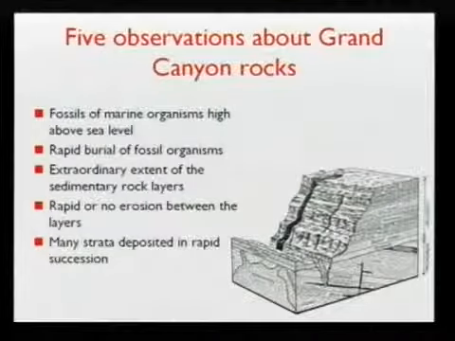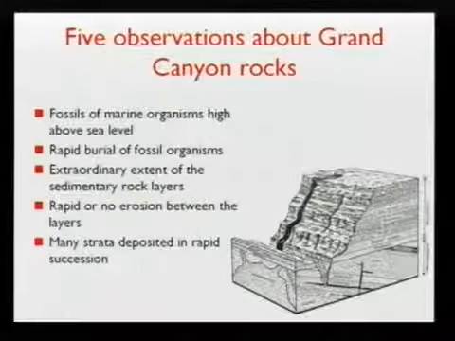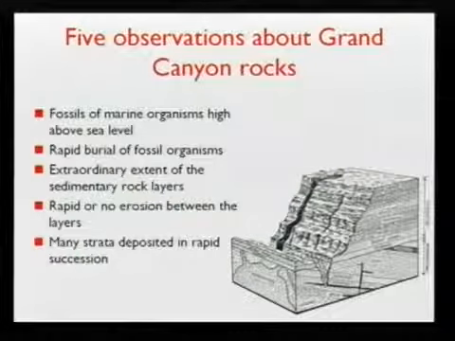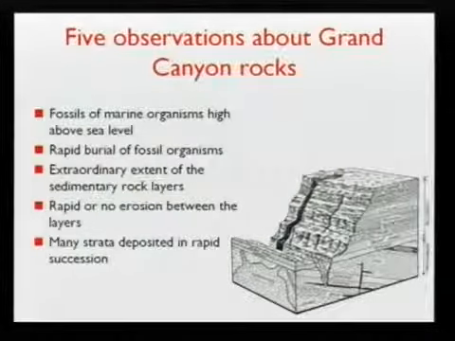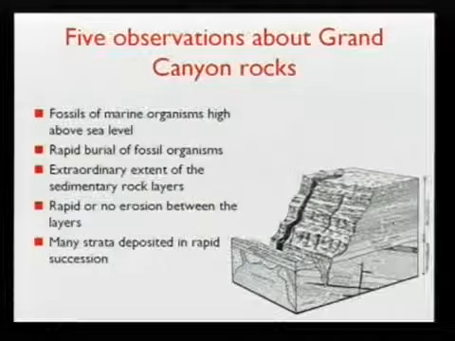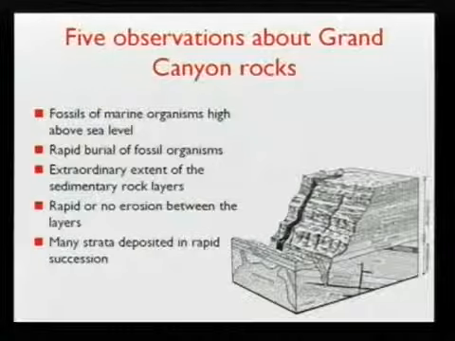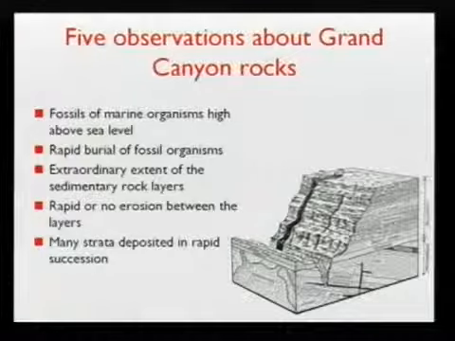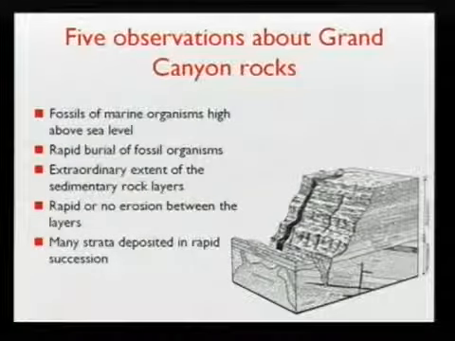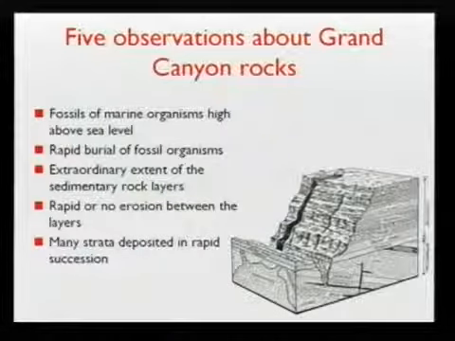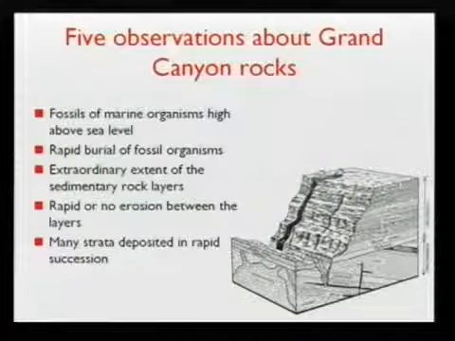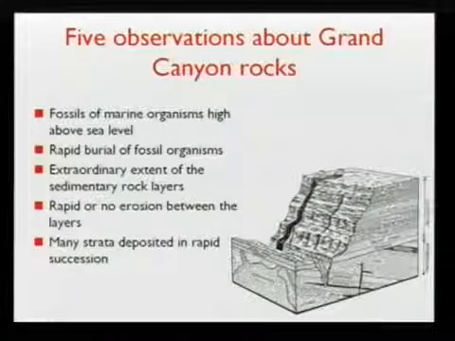Okay, so here we have these 5 evidences. I'm going to think about fossils of marine organisms that are found high above sea level. Secondly, I want to think about the rapid burial of those organisms. Then I want to think about the extraordinary extent of the sedimentary rock layers exposed at the canyon. Then we're going to think about the fact that there is very little evidence of erosion between the layers, and where there is evidence of erosion, it appears to have taken place by rapid and catastrophic agents. And then I want to think finally about evidence that many of the layers were deposited in relatively rapid succession.